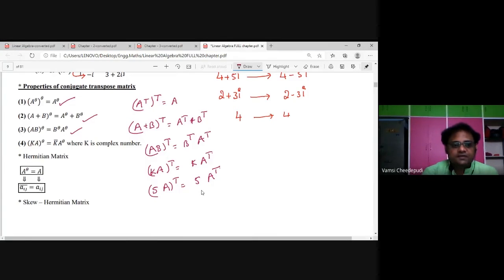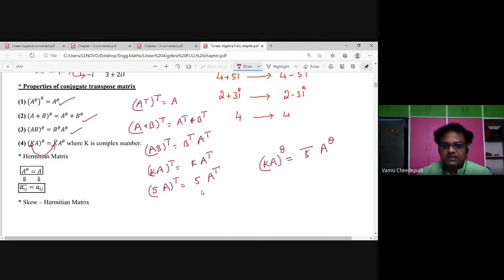What is meant by bar? Sir, 5 bar. 5 may be a real number or it may be an imaginary number. If it is a real number, then there is no question because 5 bar is 5 only. But if it is an imaginary number, then you have to take the conjugate. A plus iB's conjugate is A minus iB, then A power theta. So can I write this fourth point clearly here? I have the fourth point: K into A whole power theta is equals to K bar into A power theta.